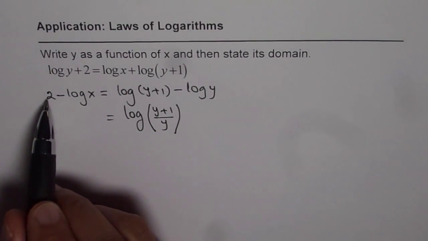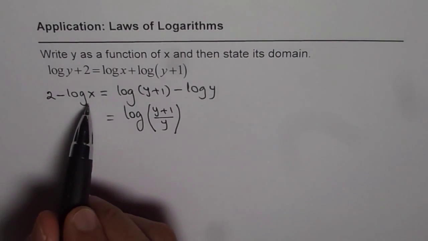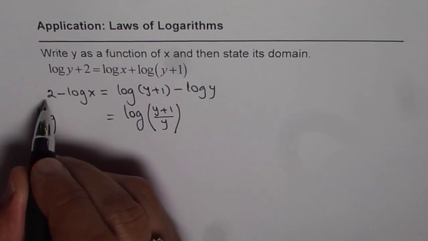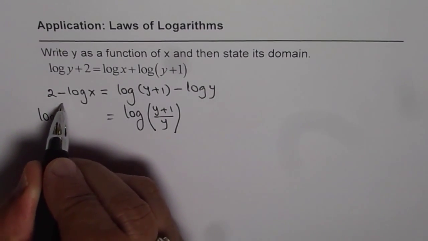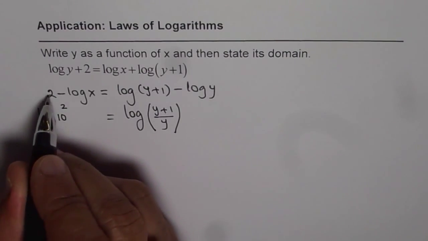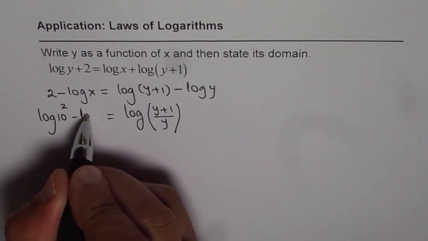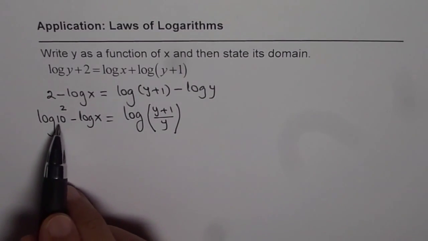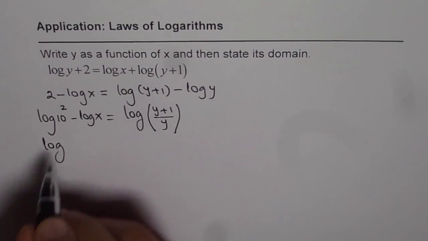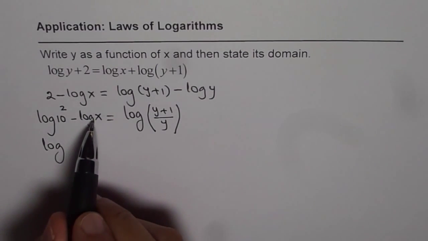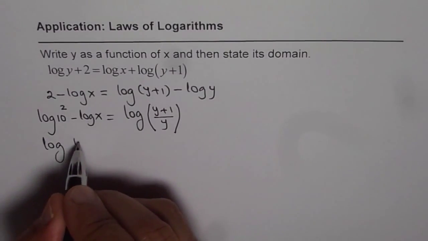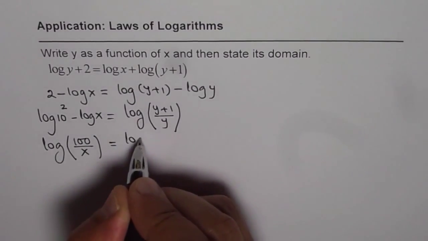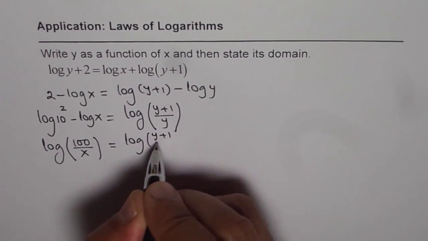Could I write 2 as a log of something? This is to the base 10, right? Let me go one more step. I could actually write 2 as log 10 to the power of 2. Is it okay? 10 squared is 100, that is 2, right? Minus log of x. That's kind of tricky. Now, we can write the left side as log of, we can use the laws, correct? 100 divided by x equals log of (y + 1) divided by y.